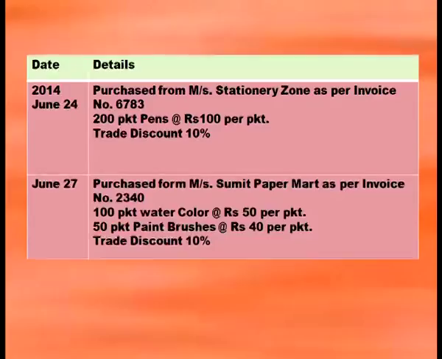Then we have one more transaction relating to purchase returns. So, we have to open the purchases returns book also in this question. Some more transactions relating to the purchase. Messrs Stationery Zone, 200 packet pens are purchased, trade discount at 10%. June 27, purchase from Messrs Sumit Paper Mart, 100 packet watercolor and 50 packet paint brushes. Here also trade discount is mentioned.